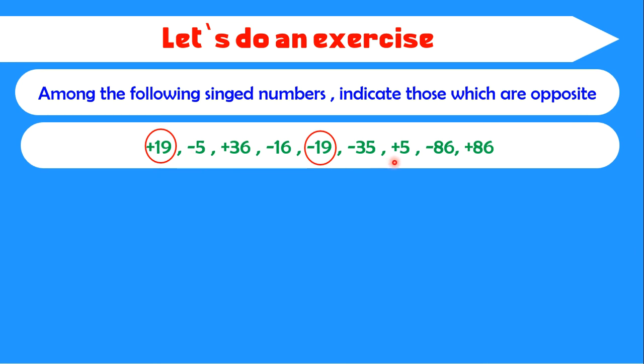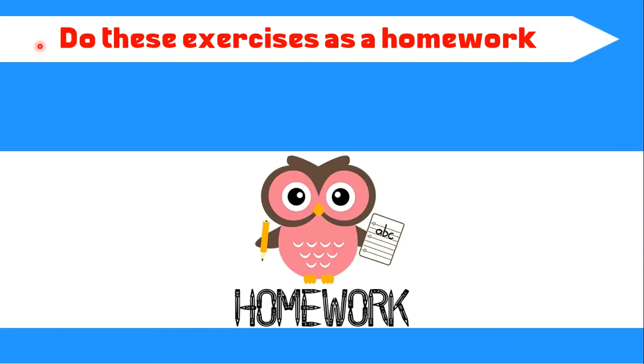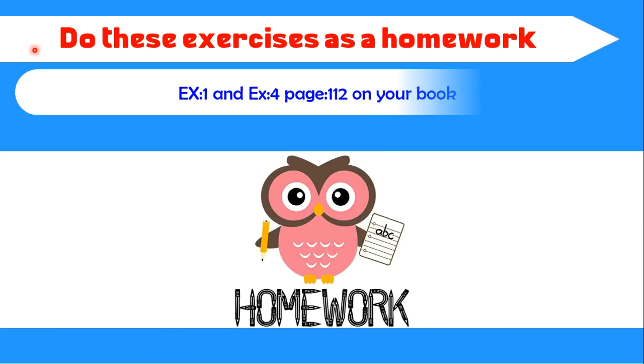What about minus 5 and plus 5? Yes. What about minus 35 and plus 36? They have opposite signs, but their numbers are different. Here 36 and here 35. So we don't have to circle them. Let's circle minus 86 and plus 86. Yes, that's it. Do these exercises as homework.